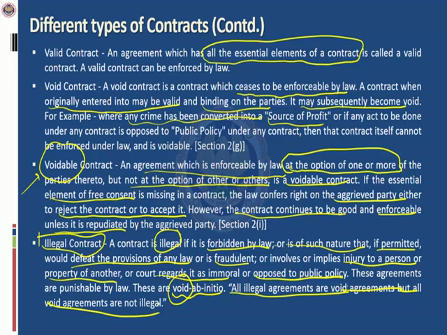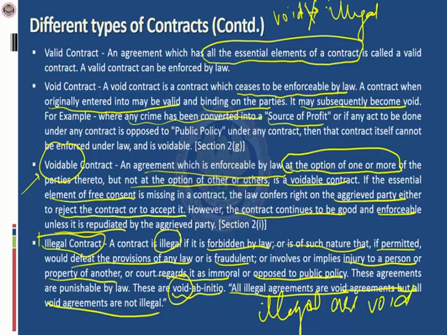My illegal agreement was void from the very first day, it was not valid, but my void agreement was not illegal from the very first day. It may be that initially it was valid and enforceable by law, and subsequently some action or activity took place, and therefore my contract turned void. So in short, my contract can be void, and then will it be illegal or not? A void agreement becoming illegal has fewer chances, but all illegal agreements are definitely void, in fact void ab initio.